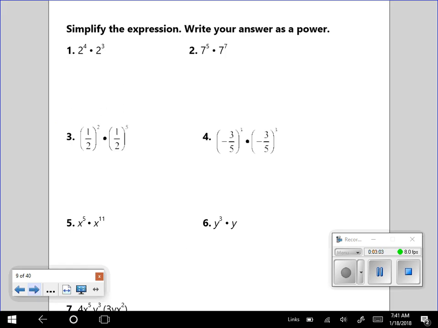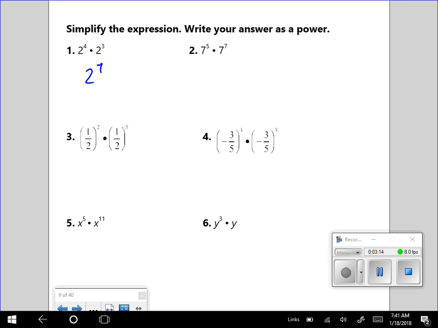Alright, so like I said, quite a few examples here. Let's start up top, pretty easy. 2 to the 4th times 2 to the 3rd. That's going to give us 2 to the 7th as we add our exponents. And we have 7 to the 5th times 7 to the 7th. Keep your base the same, add your exponents, and you can leave it in exponent form. Alright, we have 1/2 squared times 1/2 to the 5th. We have the same base, so we keep our base, add our exponents.